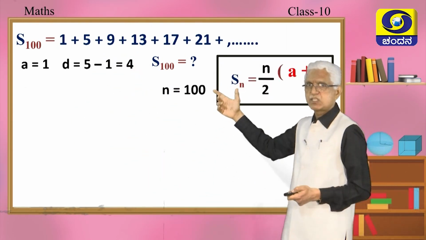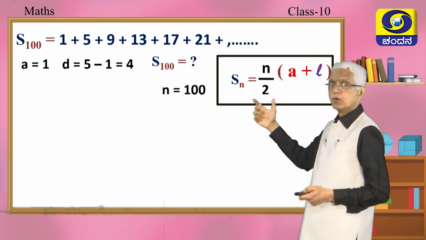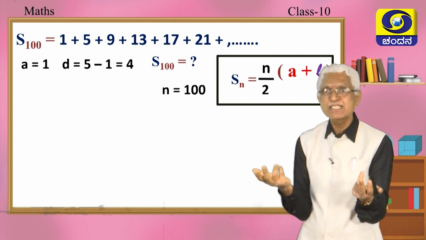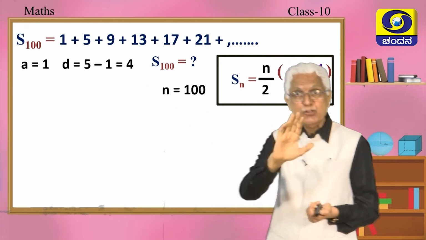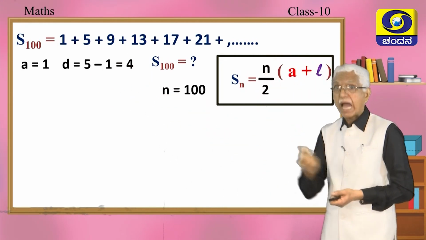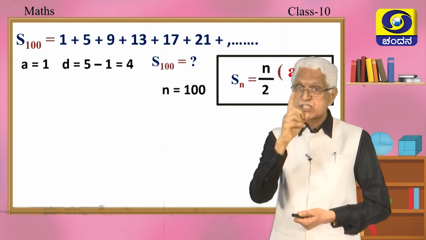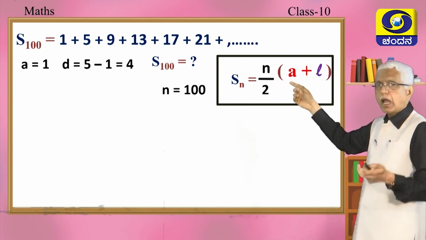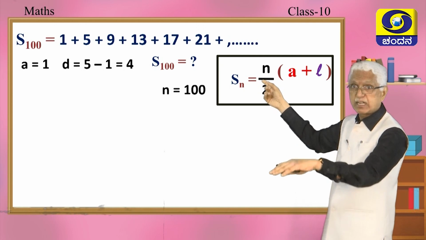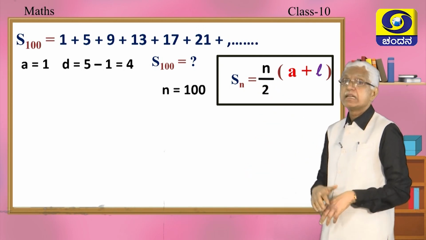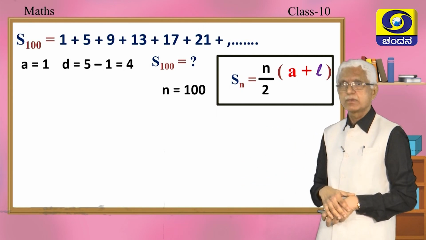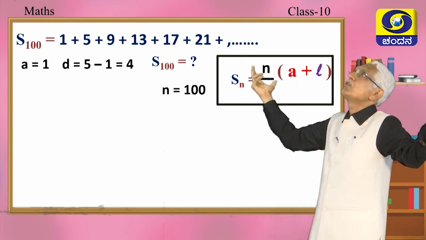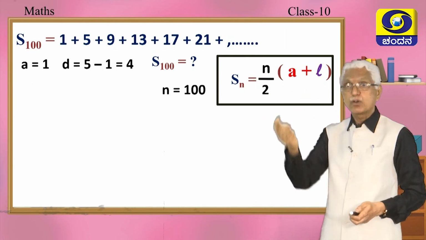What is the formula? Sn is equal to n by 2 into a plus L. Do I know L? I do not know the last term. So, what will I do? I have to find out the last term. This is what I insisted on in the beginning: if you know the last term, you will use this formula. If it was natural numbers 1 to 100, 100 is the last term. Natural numbers 1 to 50, 50 is the last term. But this is not the sum of natural numbers, it has a common difference of 4. The last term is not given to me. Therefore, I have to find out the last term.